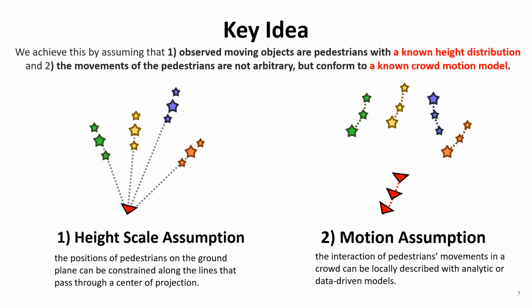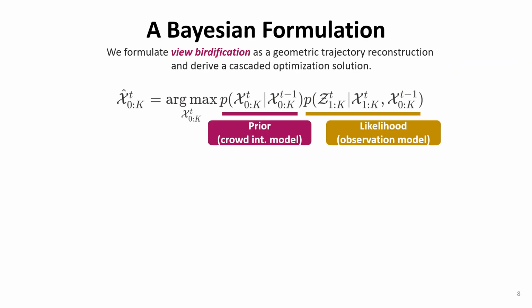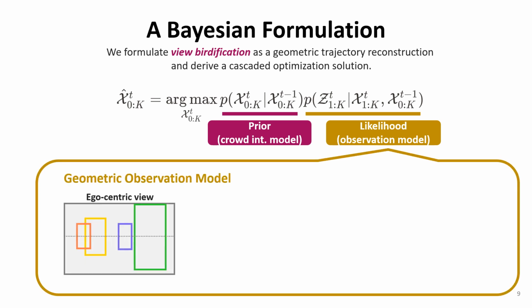The interaction of pedestrians' movements in a crowd can be locally described with analytic or data-driven models. We formulate view birdification as a geometric trajectory reconstruction problem, and derive a Bayesian cascaded optimization consisting of a prior that represents crowd interaction model, and a likelihood that represents the pedestrian observation model. In observation model, we assume a perspective projection model or a cylindrical projection model.